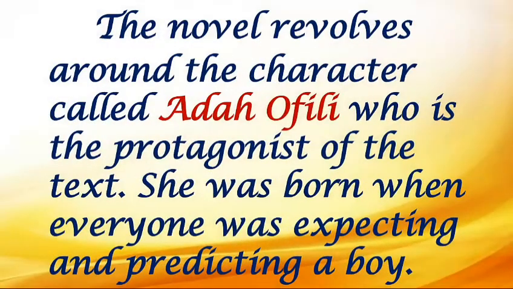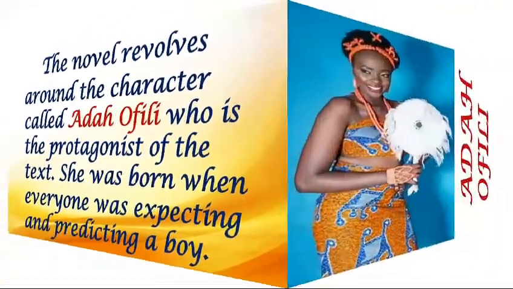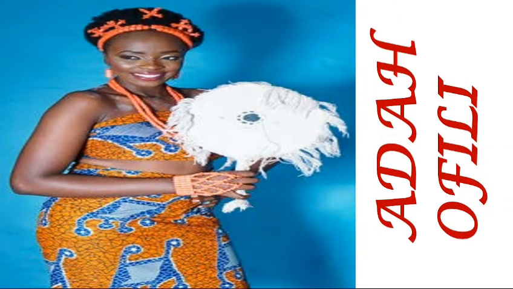Now, the storyline. The novel revolves around the character called Ada Ophili, who is the protagonist of the text. She was born when everyone was expecting and predicting a male child. Her parents, her tribe, and the society were all expecting a male child. And this is Ada Ophili.